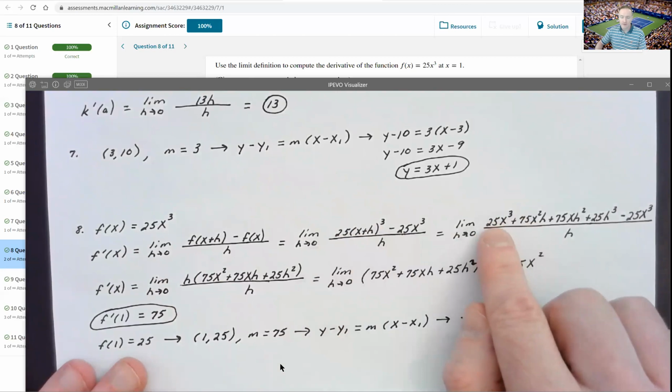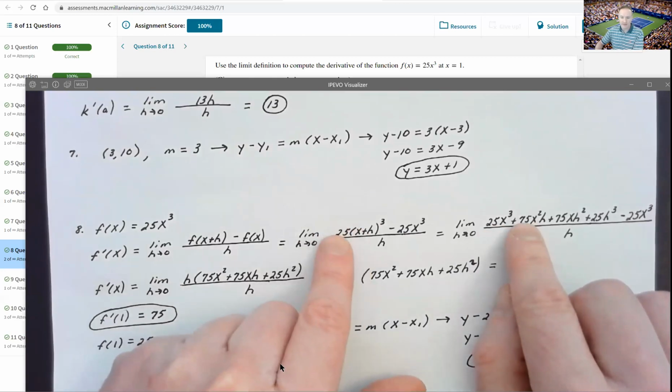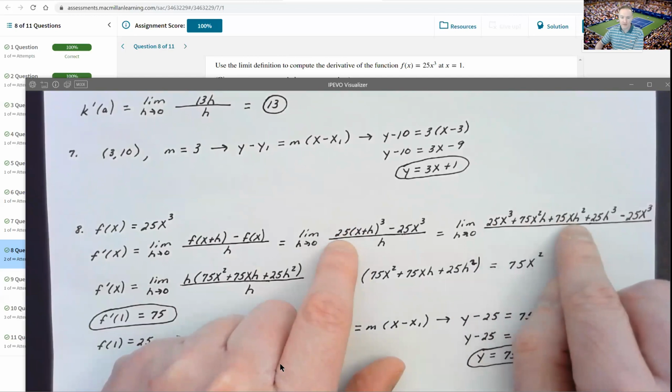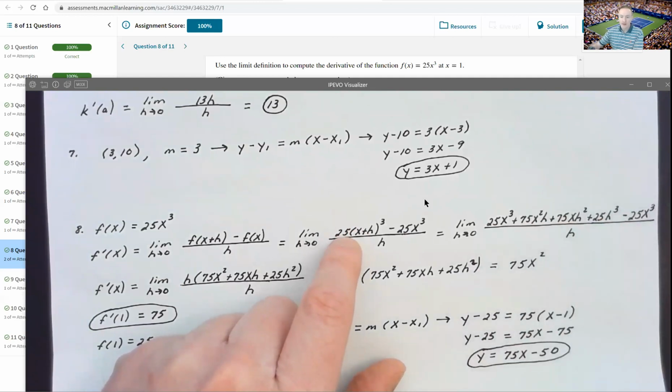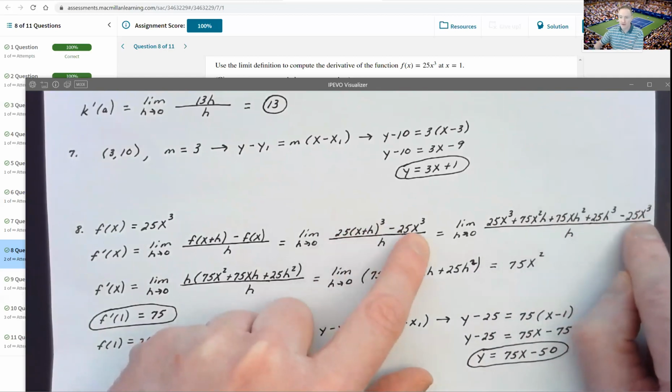You can see I've done that here. The 1x cubed becomes 25x cubed. Multiplying the 3x squared h by 25 gives me 75x squared h. The 3xh squared becomes 75xh squared after distributing the 25. And then the last term, h cubed, when you distribute the 25, you get your 25h cubed. Now, we have all of that after it's expanded out, minus f of x, which is still minus 25x cubed.